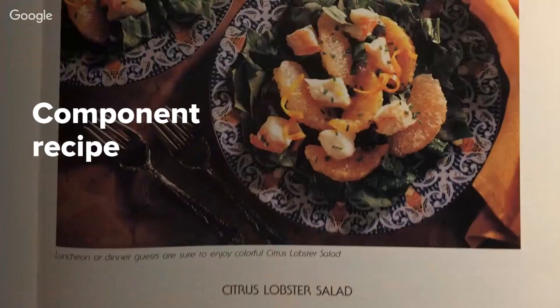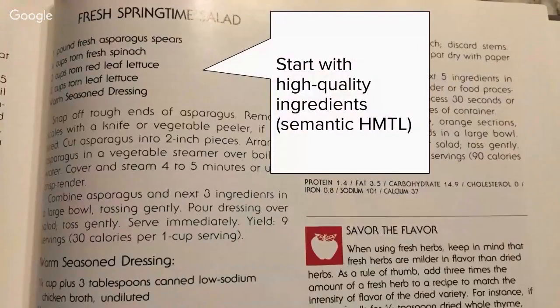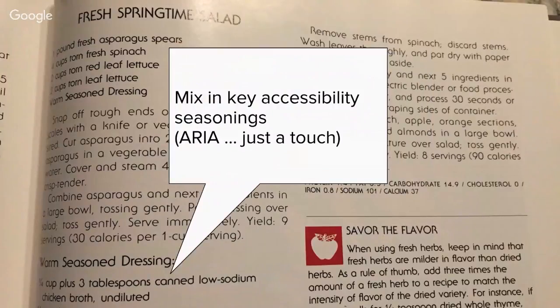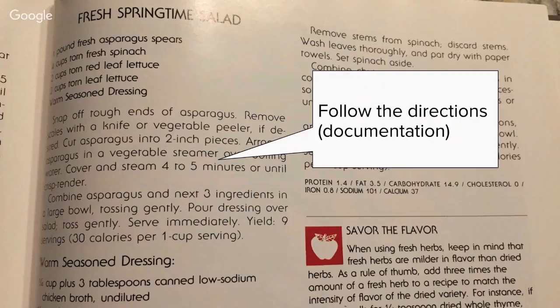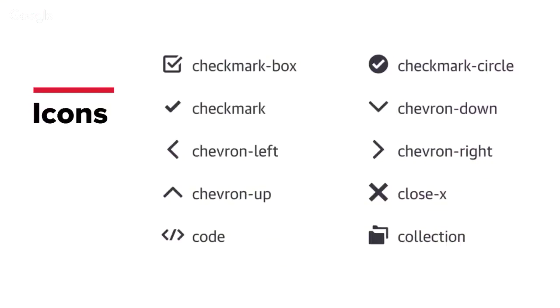Creating a component is like following a recipe. If you've ever looked at any recipes, they have a standard format. First, you start with your high quality ingredients. For me, that's semantic HTML. Second, you can mix in some key accessibility seasonings. Sometimes it's ARIA, just a touch of that. Third, you are going to follow the directions. And that's your documentation. And lastly, provide some helpful hints in your best practices.